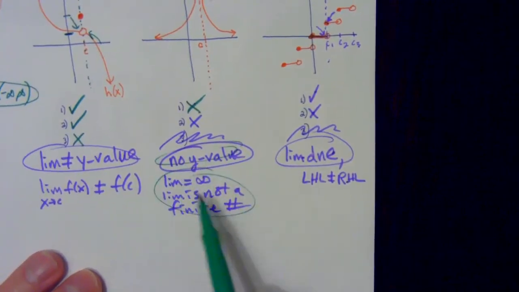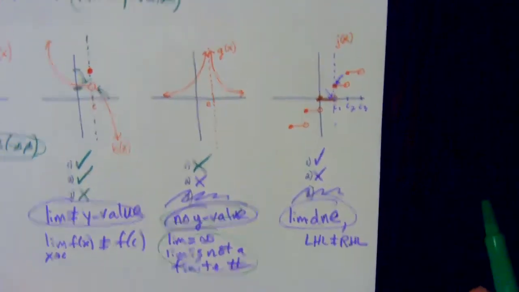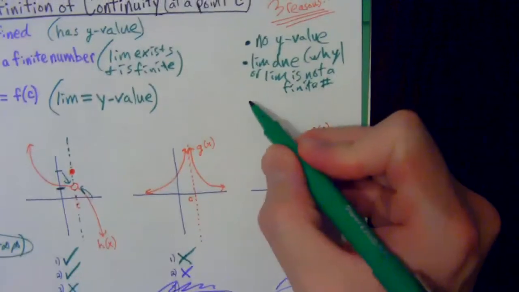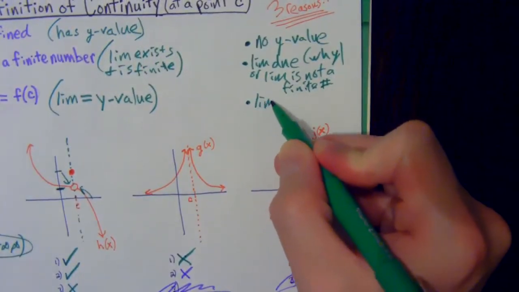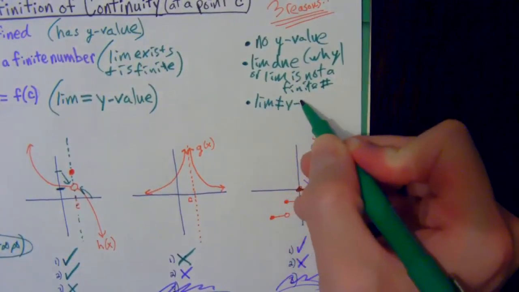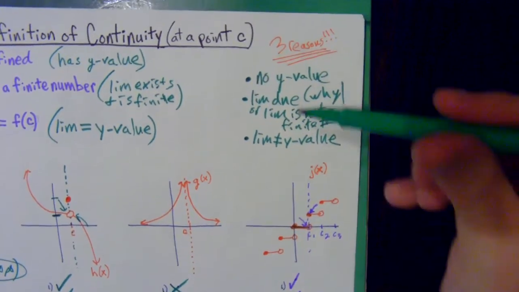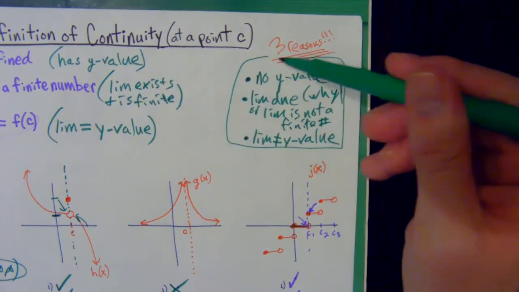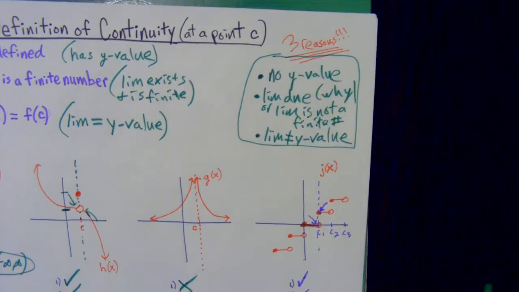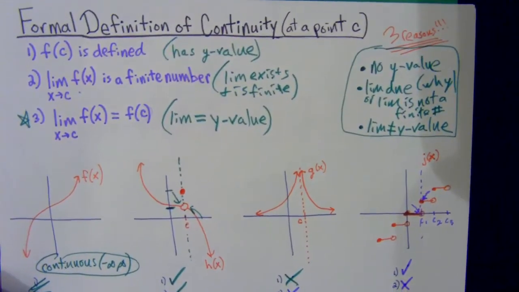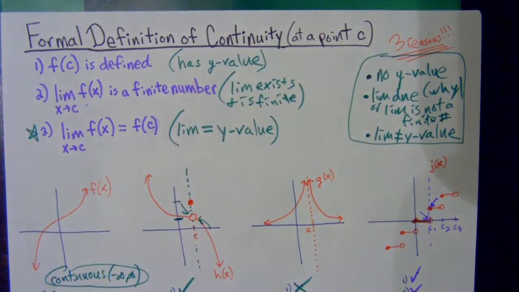All right, and then we saw no y value, the limit is infinity, the limit doesn't exist, and then you tell me why. And then the third reason is you could just write down the limit is not equal to the y value. Now, when you're doing your homework, it doesn't really mention the formal definition of continuity, but it's really important for the AP test. It disappeared for a while from the AP test, and then it came back in a major way.